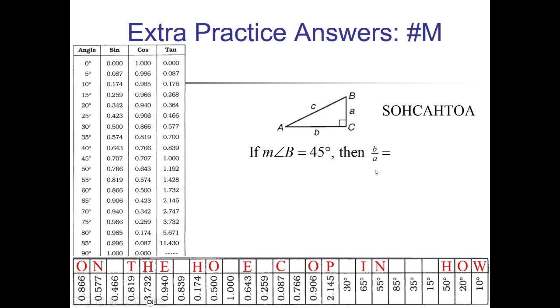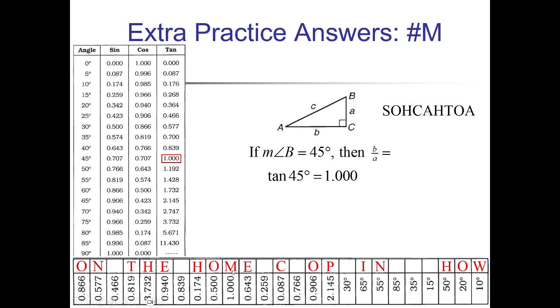Now we're doing problem M. This is the only M in the whole set. Now they're giving us angle B is 45, and they want B over A. So based off of B, B over A is opposite over adjacent, tangent, TOA. So we're asking for tan of 45, which I kind of know off the top of my head, but we can look it up in the table. That's going to be right here. That's exactly 1, even though they took it out to 3 decimals. So we've got 1.000 getting the M, so right there.